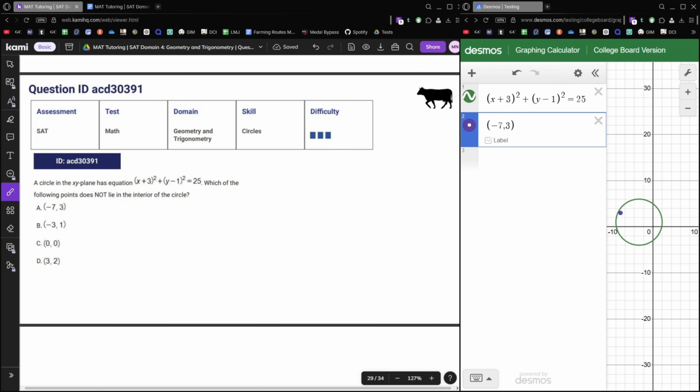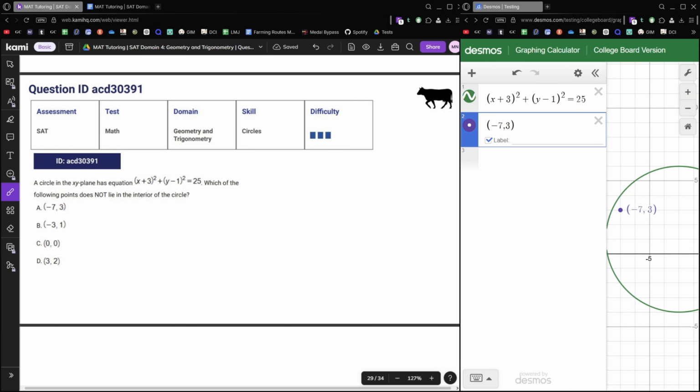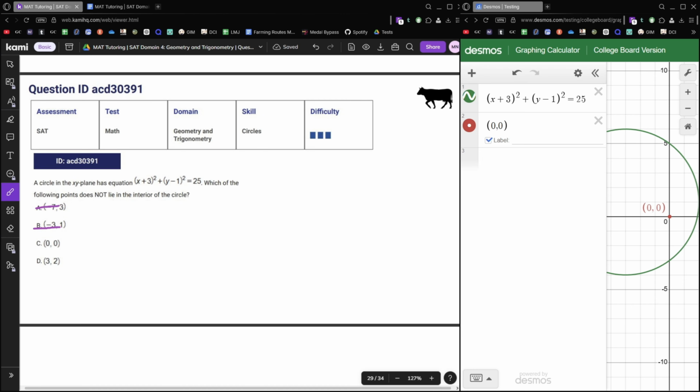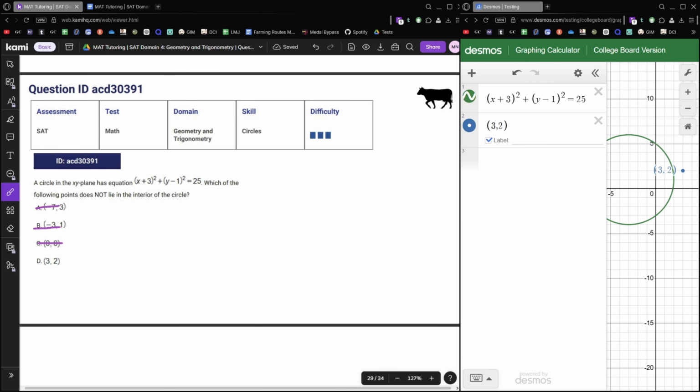I like to label my points because it's easier to see. This is obviously inside the circle, so A isn't going to be our answer. Here's B, inside the circle, not our answer. Here's E, inside our circle, not the answer. It's obviously going to be D because it's the only one left, but if we check, it is outside the circle.